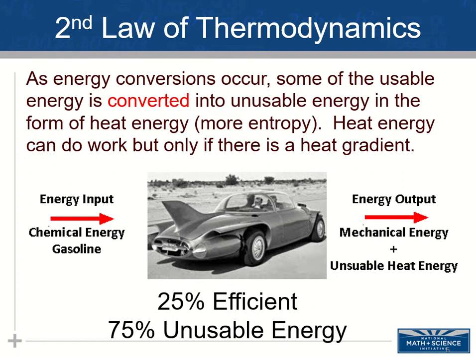So if we think about a vehicle, there's an energy input, the chemical energy in the gasoline. As the gasoline bonds are broken, there's energy that is released. We have tables and charts of all the energy in the bonds of the gas. And the energy output is the mechanical energy used to turn the drive shaft of the car, plus we have unusable heat. Vehicles are 25% efficient, and 75% of the energy in most vehicles is unusable energy that goes out the exhaust.